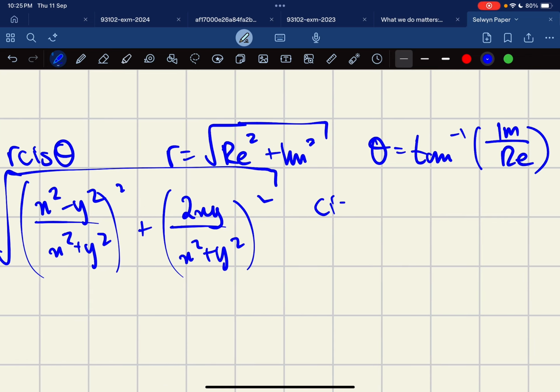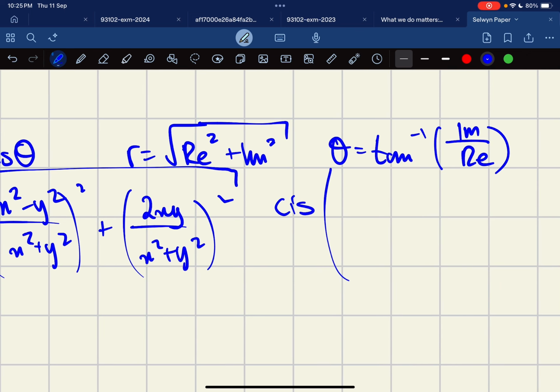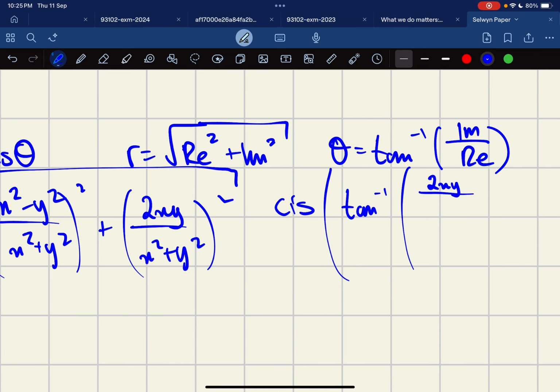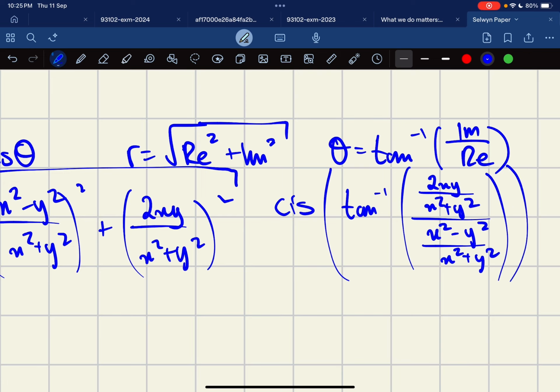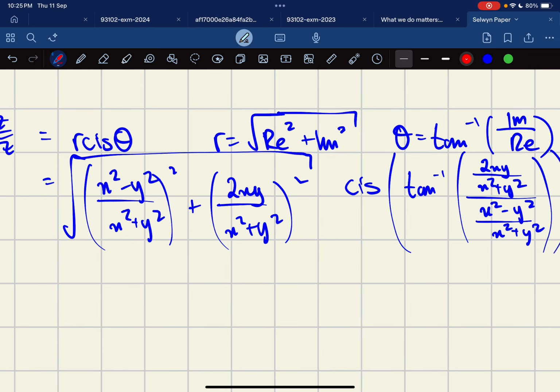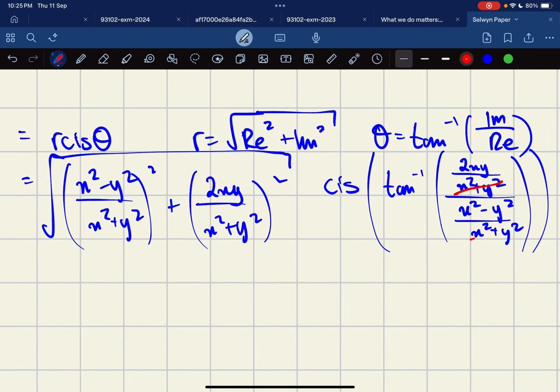And then cis, and the angle is going to be the inverse tangent of the imaginary part. The imaginary part was 2xy over x squared plus y squared, over the real part, which is x squared minus y squared over x squared plus y squared. A few things cancel out here. You'll notice that these cancel each other out. So your cis expression is just the inverse tangent of 2xy over x squared minus y squared.